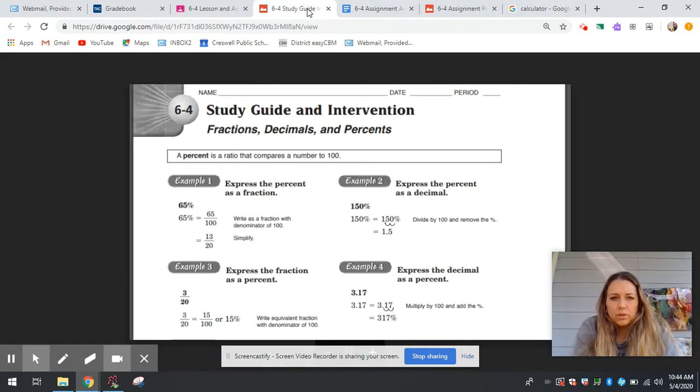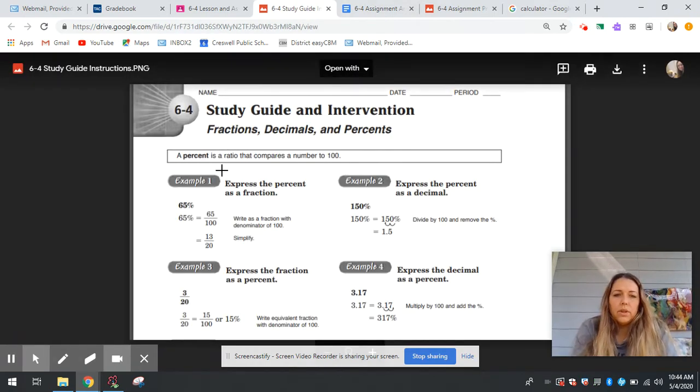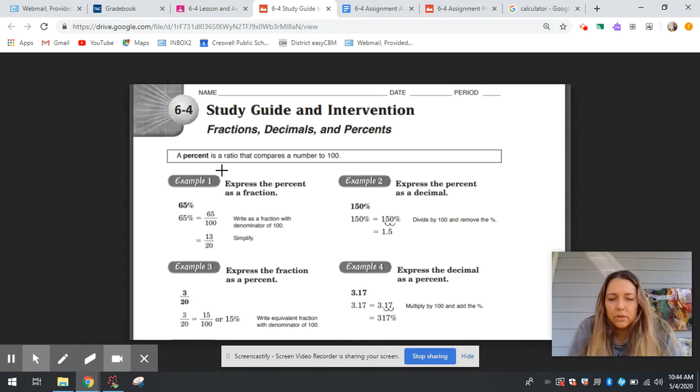So go over the instructions. A percent is a ratio that compares a number to 100. I've always said percent is out of 100 when talking to you in class. Number 1, the example says express the percent as a fraction. So if I have 65%, then I write 65 out of 100. And then I simplify that fraction or reduce it. 65 and 100 are both divisible by 5. 65 divided by 5 is 13. 100 divided by 5 is 20. So 65 out of 100 is 13 out of 20.